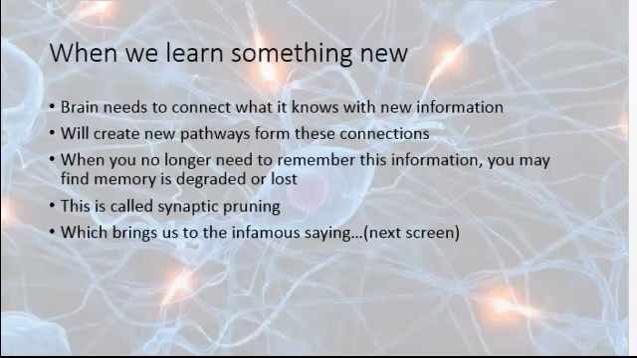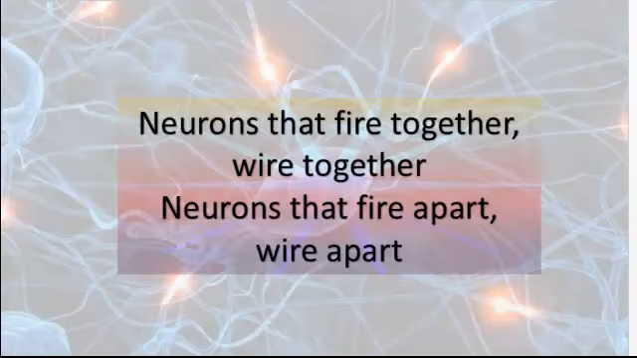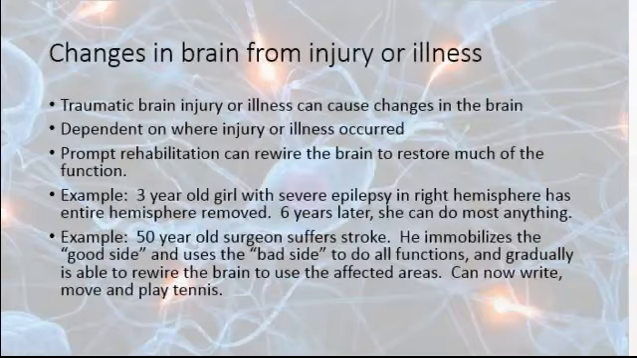When we learn something new, such as a new dance, it physically changes the brain by providing new neural pathways that instruct the body on how to perform the steps. When we forget a name, for example, it demonstrates that the connections to that memory are degraded and severed. This process of removing those connections that you no longer use is called synaptic pruning. And this brings meaning to that familiar saying, neurons that fire together, wire together. Neurons that fire apart, wire apart.